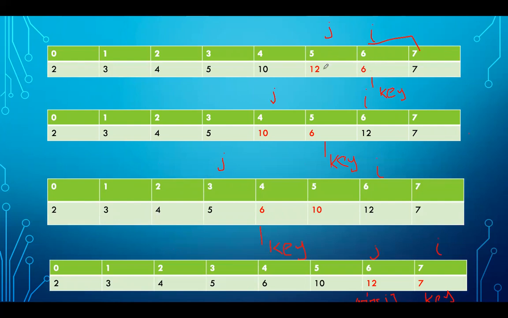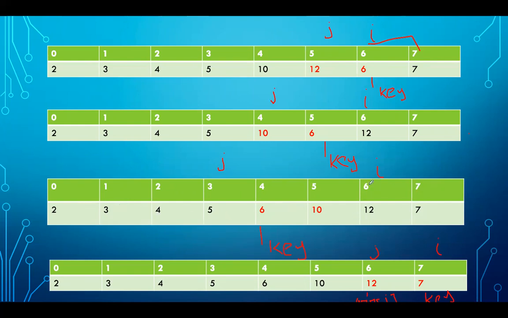So 6 is less than 12, so swap it. Okay, and again 6 with 10: yes, less than 10, so swap it. Again check with 5, no need of swapping. 2, 3, 4, 5, the 6 is placed in the correct position. Okay, so now the array will look like this: 2, 3, 4, 5, 6, 10, 12, 7.